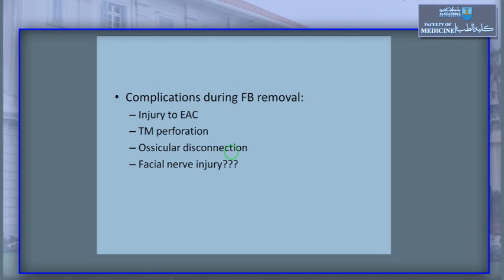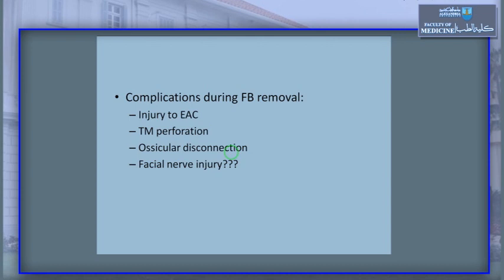And with disconnection of the ossicles, we have witnessed cases where the tympanic segment of the facial nerve was dehiscent, so the disconnected ossicle just hit the facial nerve, causing facial paralysis. Even we have seen cases where the disconnection led to disconnection of the stapes from the oval window, causing sensorineural hearing loss.